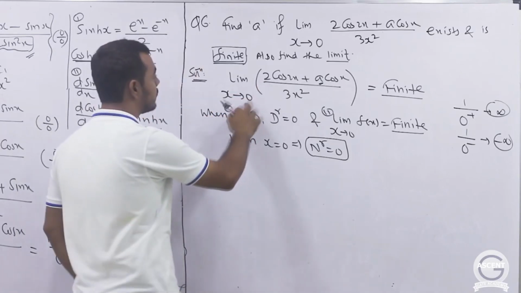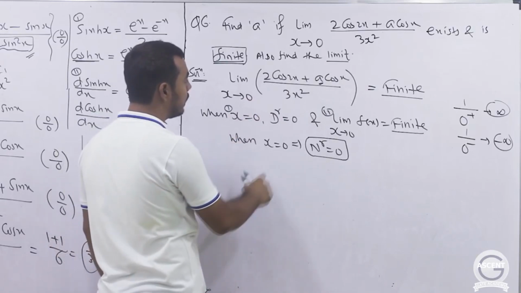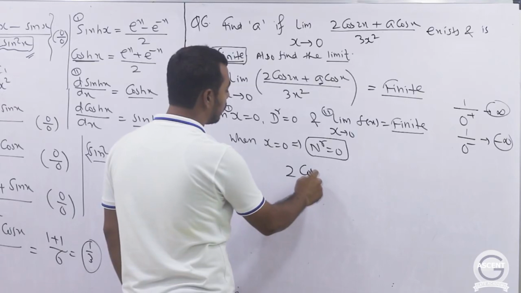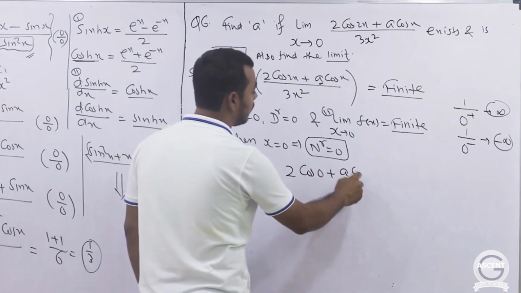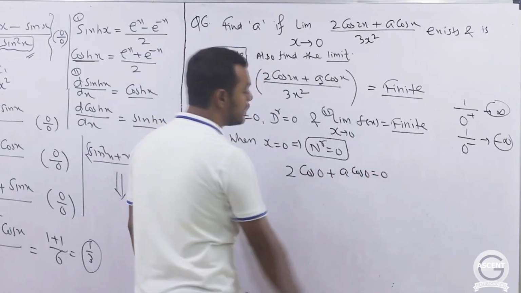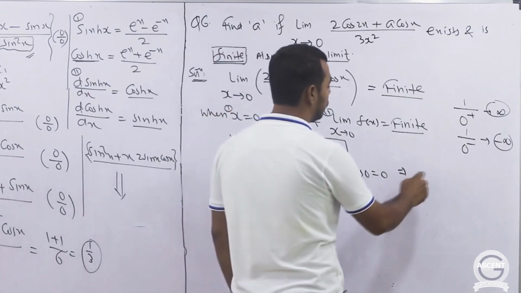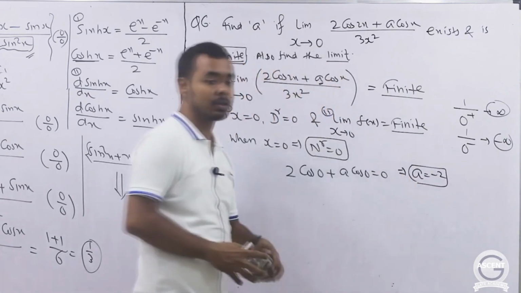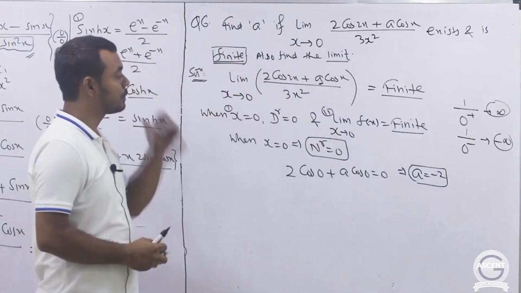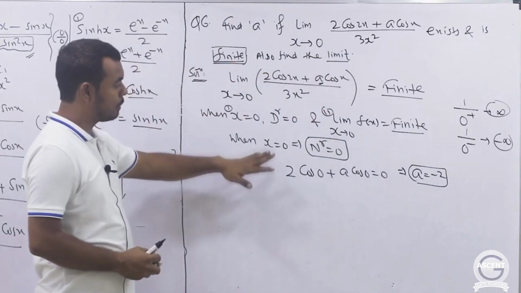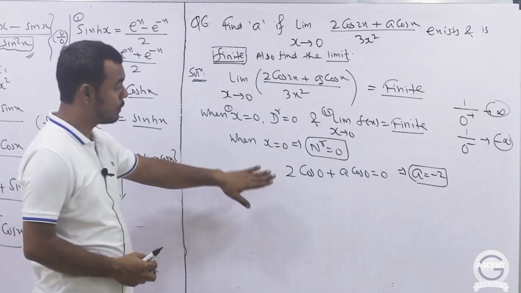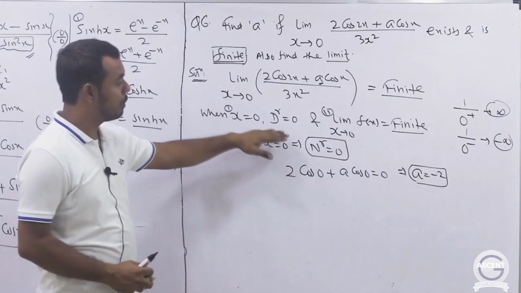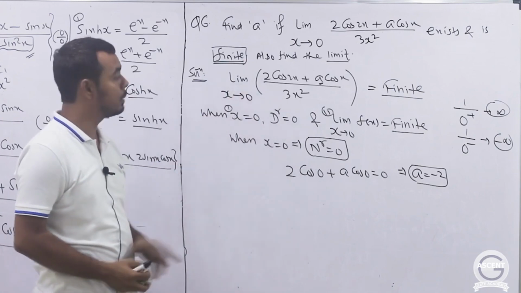So now if I place x equals 0, what is the value of the numerator? At x equals 0, the numerator will be 2 into cos 0 plus a into cos 0, and this has to be 0. Cos 0 is 1, so the value of a will be minus 2. Now again let me try to explain this concept, it is a very important concept. If the limit is finite and the denominator is 0, then the numerator has to be 0.